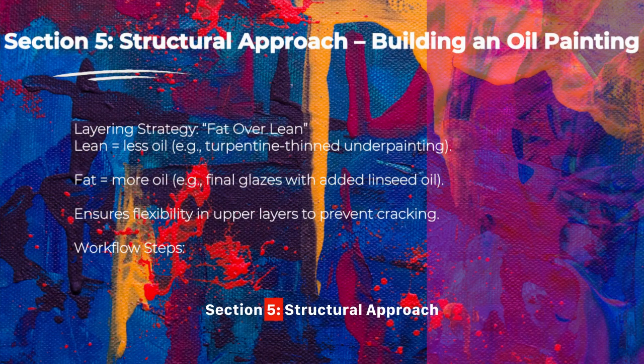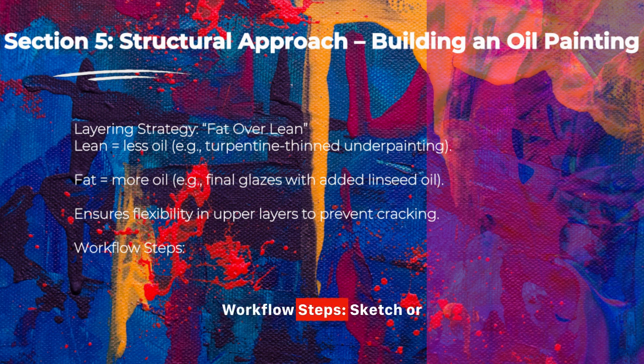Section 5. Structural approach. Building an oil painting. Layering strategy: fat over lean. Lean equals less oil, e.g., turpentine-thinned underpainting. Fat equals more oil, for example, final glazes with added linseed oil. Ensures flexibility in upper layers to prevent cracking.